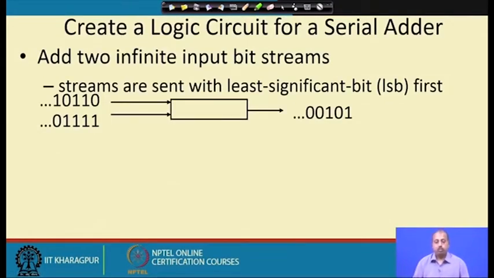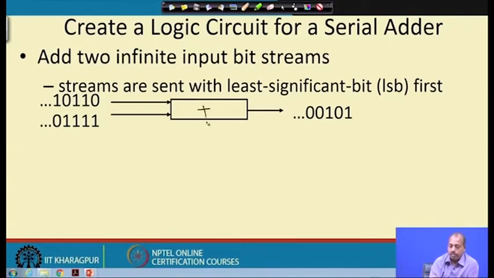So, we can take some examples to understand how these finite state machines can be designed. A very simple finite state machine that we can think about: suppose we are adding two infinite input bit streams. So, this is some adder. There are two infinite bit streams and accordingly it does this addition. It adds first these two bits, 0 and 1 come here, and the result is 1. So, it is outputting this 1.